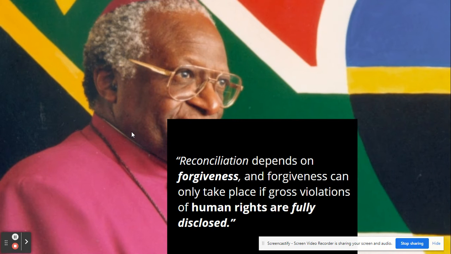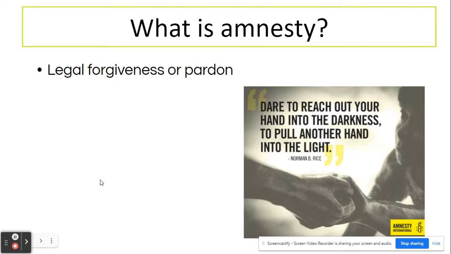This is another quote. Reconciliation depends on forgiveness, and forgiveness can only take place if gross violations of human rights are fully disclosed. Again, the main idea here is fully disclosed, meaning that people are honest and truthful. And then the other idea for reconciliation is forgiveness. Okay, and we're going to be talking about these two things next.